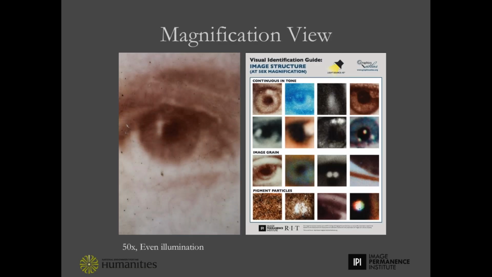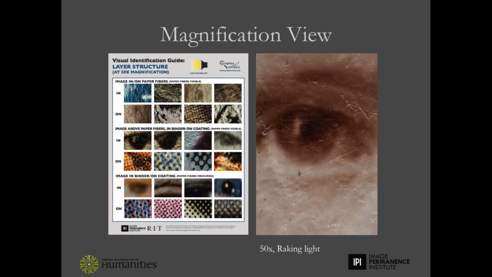Now let's go back and let's look at our layer structure. With raking light and magnification, I can see that the paper fibers are obscured. We'll compare it to our guide. And again, this is our vocabulary here that's visually defined. So I do see abrasions here, right? These are all abrasions, but I don't see paper fibers. Now, it's easy to confuse abrasions like these with paper fibers, but just remember to keep practicing and keep looking and just look at plain pieces of paper.